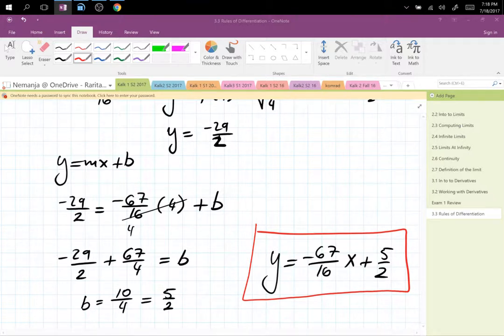Guys, you have to understand the difference between hard and annoying. This is extremely easy, but annoying because of the fractions, right? But you can punch all of this into a calculator, get those decimals and so on.